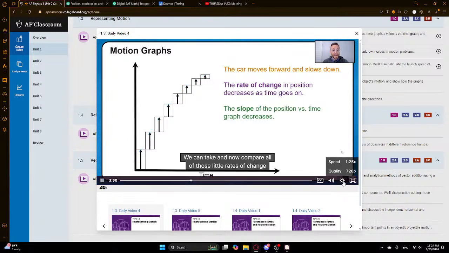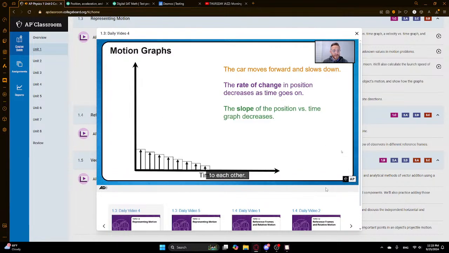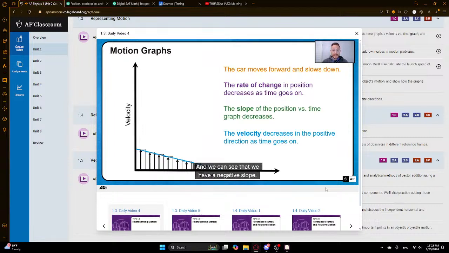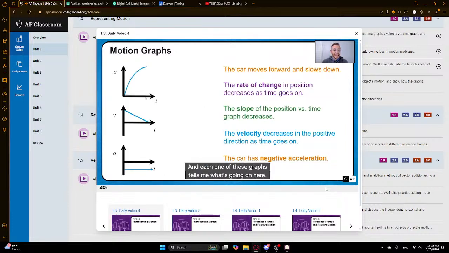We can now compare all of those little rates of change to each other. So we've got a velocity versus time graph now. And as we can see, the velocity is decreasing, even though it's still in the positive direction as time goes on. We'll add a little arrow so we can see the slope very clearly. And we can see that we have a negative slope, so we have a negative acceleration. If we look at all of those graphs together, it says the same thing. And each one of these graphs tells me what's going on here, right? I have that nice curve with a downward slope and a negative acceleration that goes with it. I have a decreasing velocity versus time.